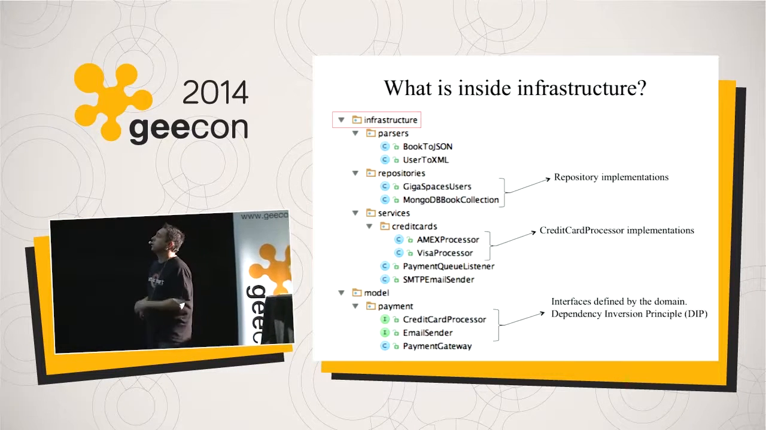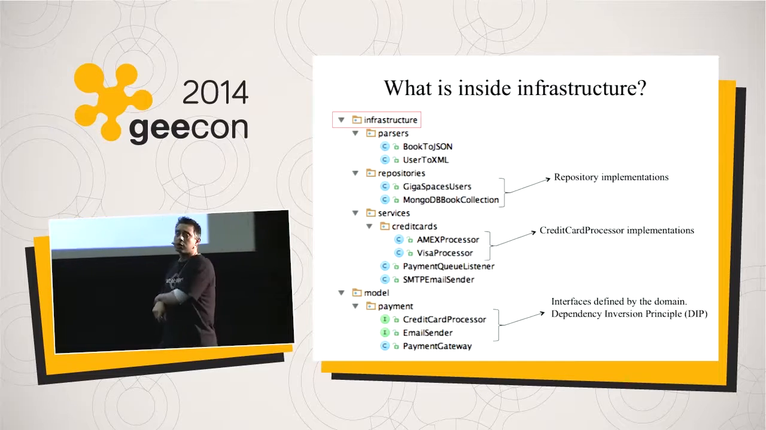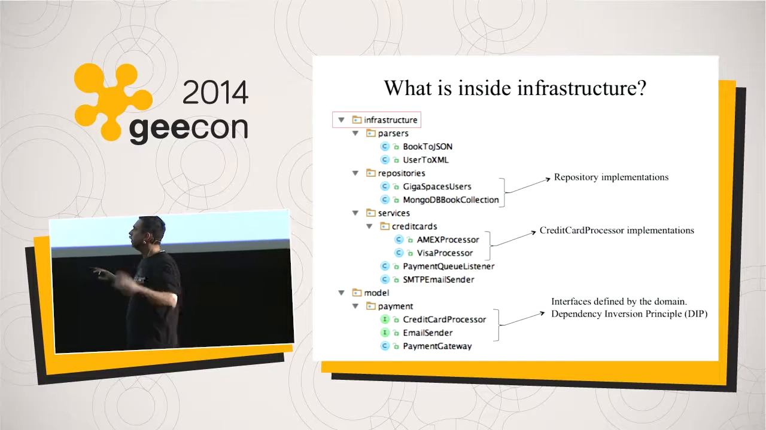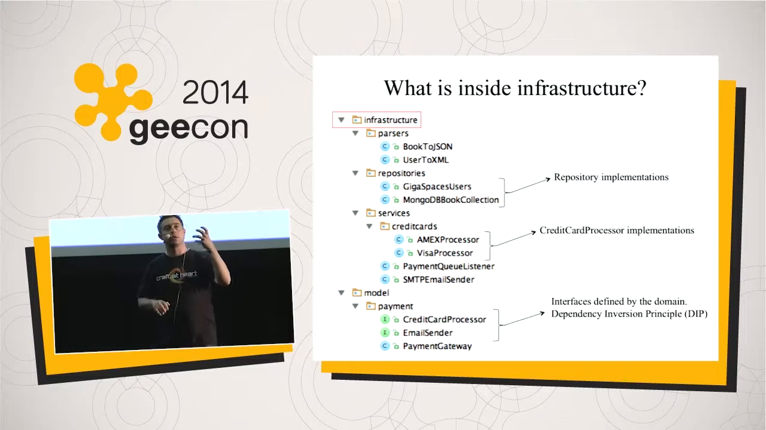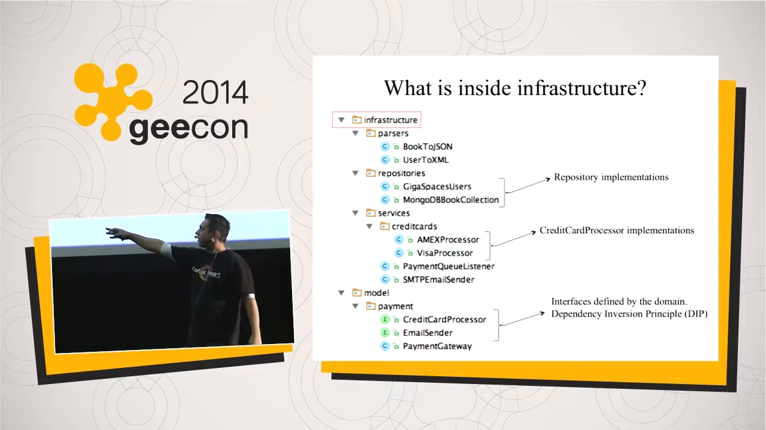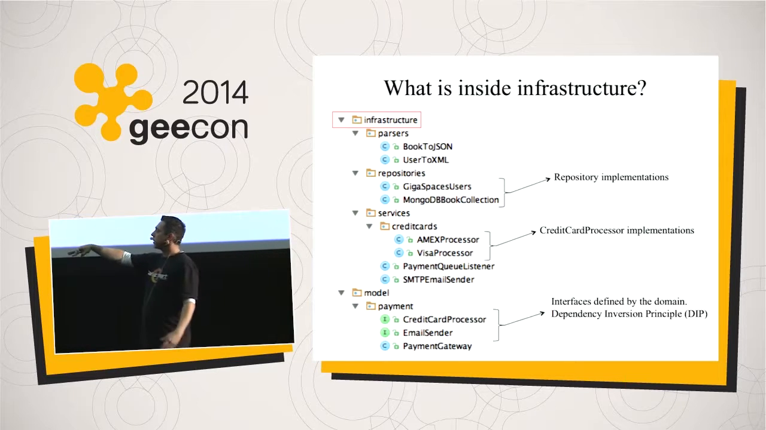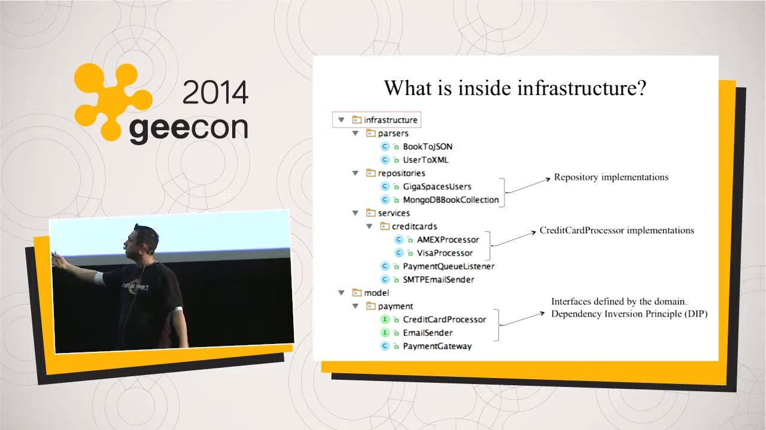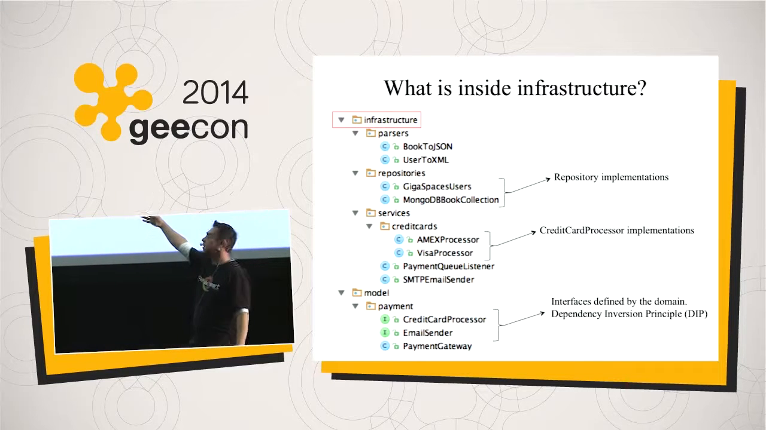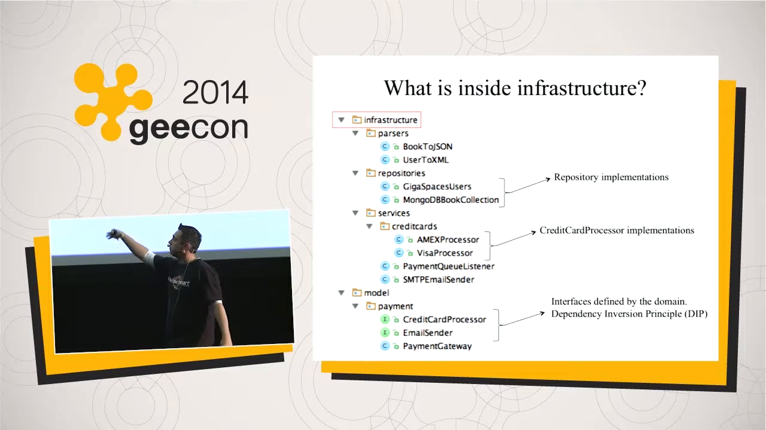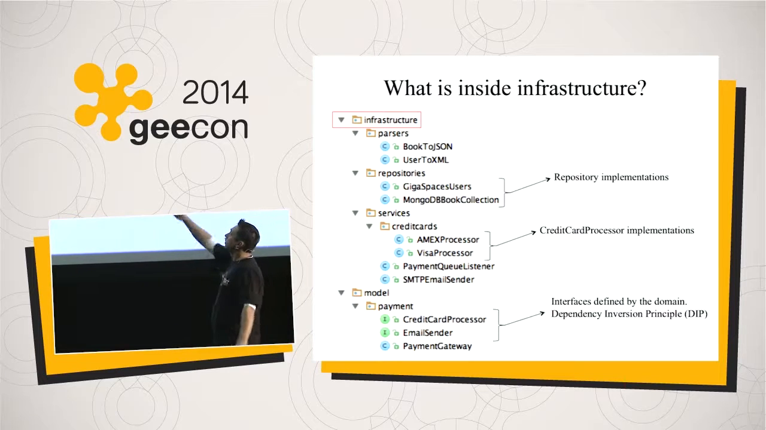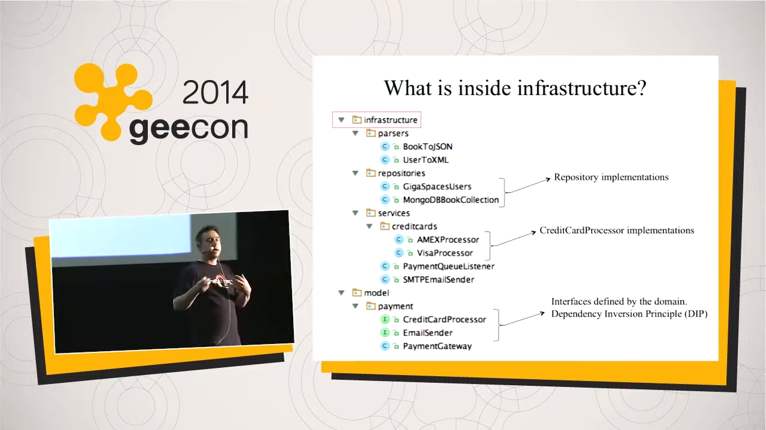Right, infrastructure. So infrastructure will have all the external stuff and things that are not core to my domain. So if I have, like in my payment domain model, a credit card processor or an email sender, I will have the implementation of these things in my infrastructure layer. I'll have my Amex processor, my Visa processor, my SMTP email sender, and like my book to JSON or converted to XML. That's what I would have.